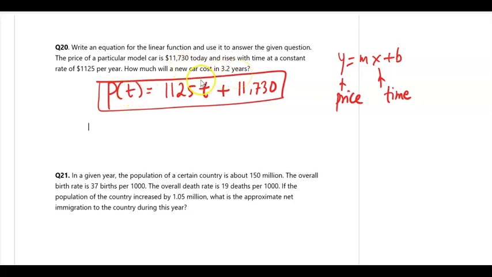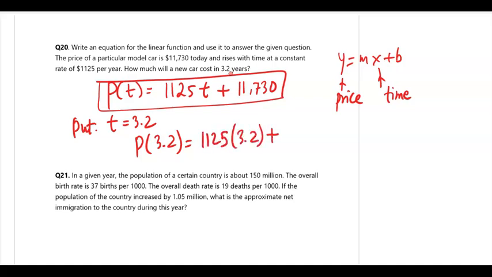So next question, find the cost of the car in 3.2 years. You put t equals 3.2 in the function. So p of 3.2 equals 1125 times 3.2 plus 11,730. That gives you how much? If you do the calculation, you get $15,330 after 3.2 years. That's the price of the car after 3.2 years.